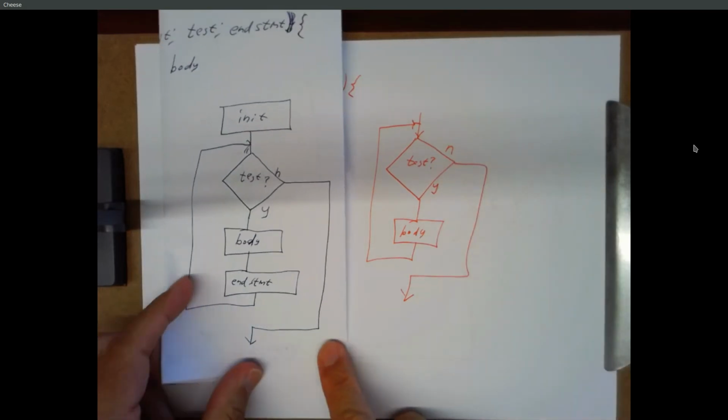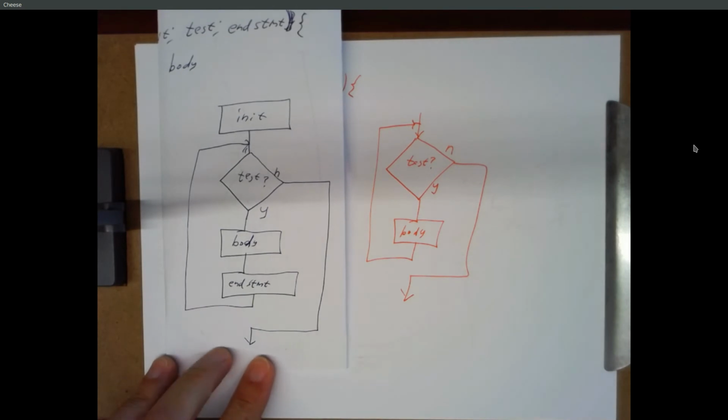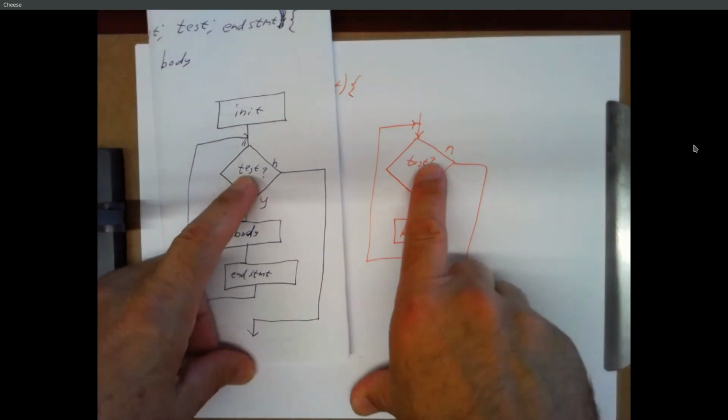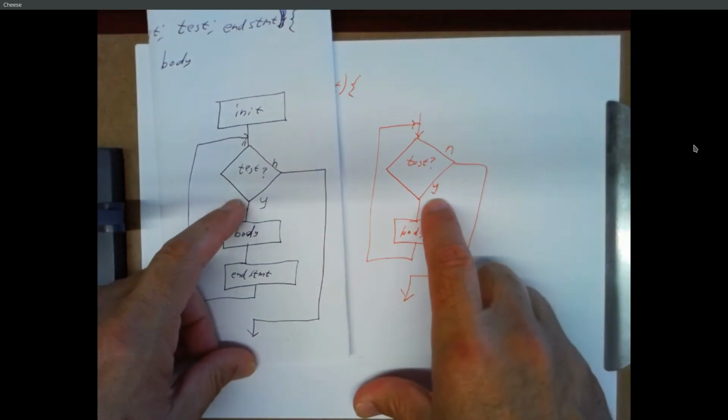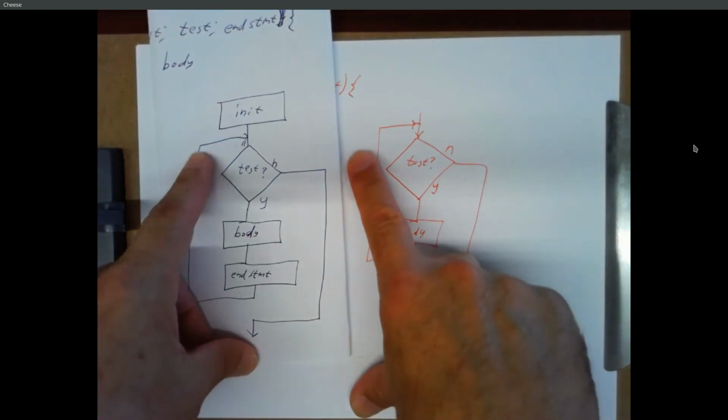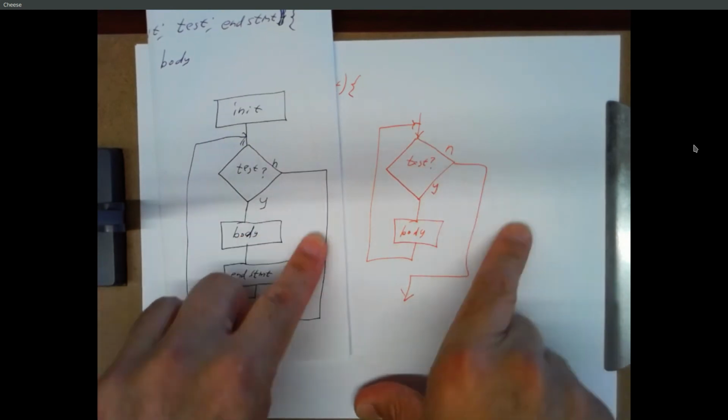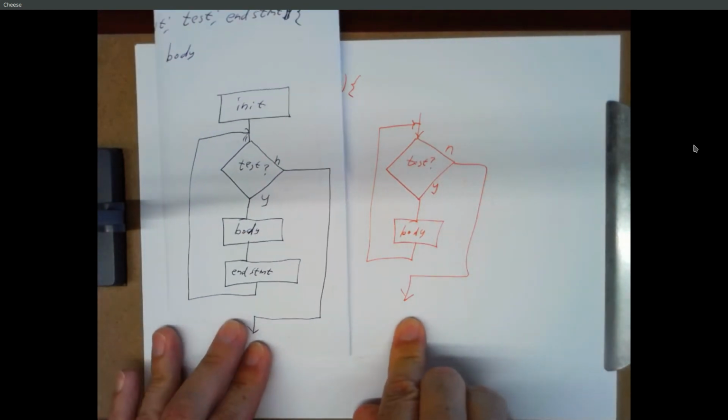And this looks an awful lot like this, right? This was our for loop, this is our while loop. There's a check on a test. If the answer is yes, it goes down and it does some stuff and comes back up to the test. If the answer is no, it comes down here to whatever comes after the loop.